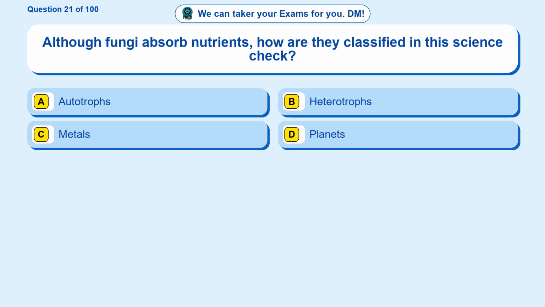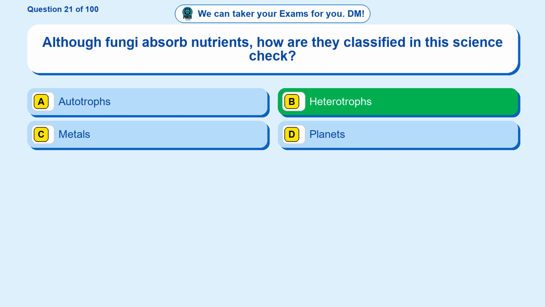Question 21. Although fungi absorb nutrients, how are they classified in the science check? Option A. Autotrophs. Option B. Heterotrophs. Option C. Metals. Option D. Planets. The correct answer is option B.